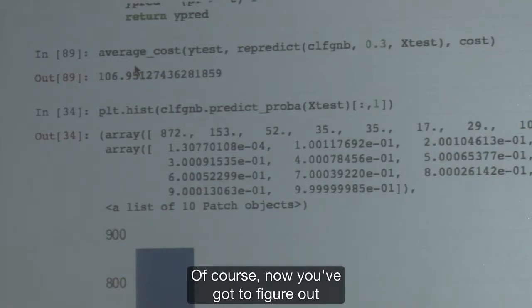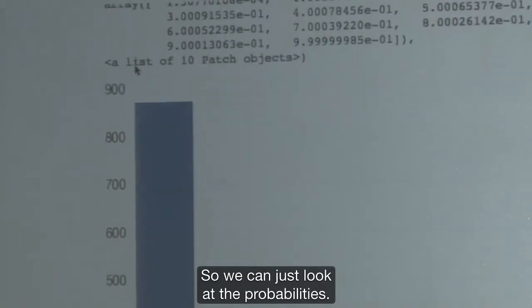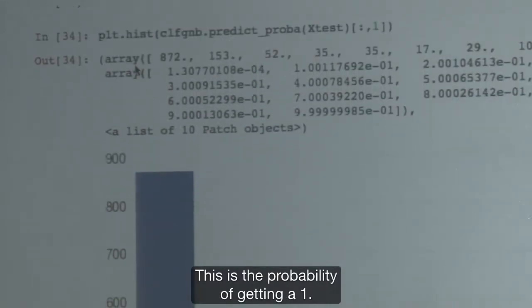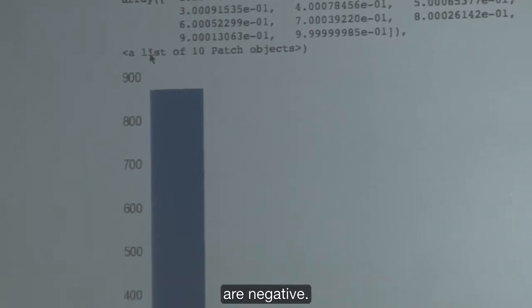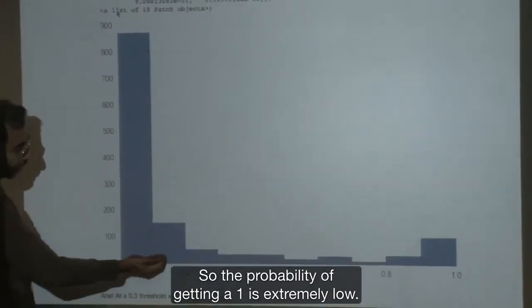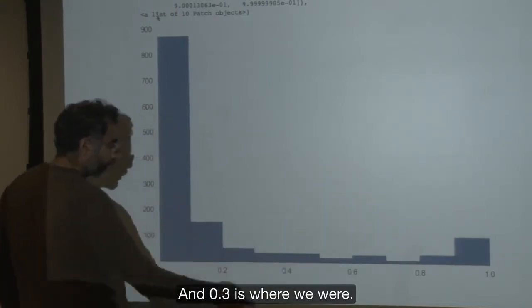Of course, now you've got to figure out what the threshold is, right? So we can just look at the probabilities. This is the probability of getting a 1. And you can see that in our sample, most of the things are negative, so the probability of getting a 1 is extremely low. 0.5 is what the standard predict function would do, and 0.3 was where we were.